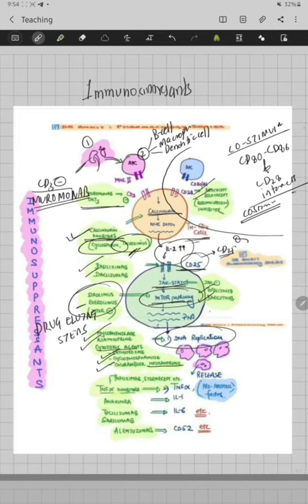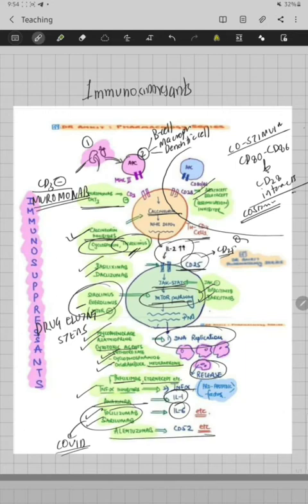Now there are certain mediators which are released like TNF-alpha. Now we have drugs which are specific inhibitors of these mediators. TNF-alpha inhibitors include infliximab and etanercept. Then we have the interleukin 1 inhibitor known as anakinra. Then we have interleukin 6 inhibitors, tocilizumab and sarilumab. These were extensively used in COVID. And we have a CD52 inhibitor, alemtuzumab. This is a very important MCQ.